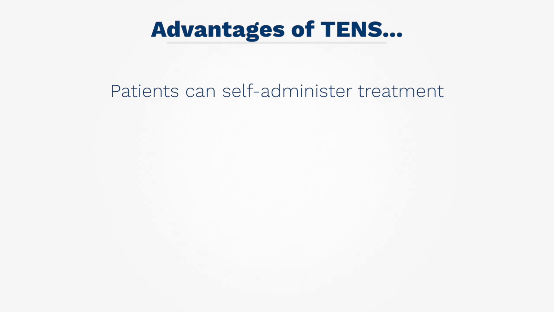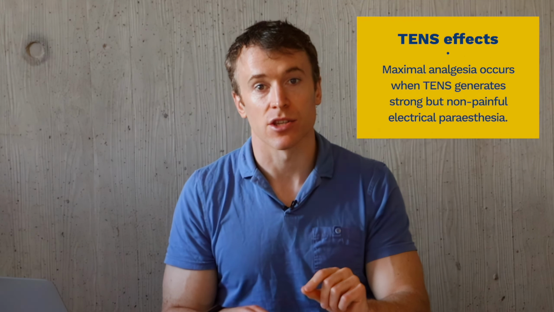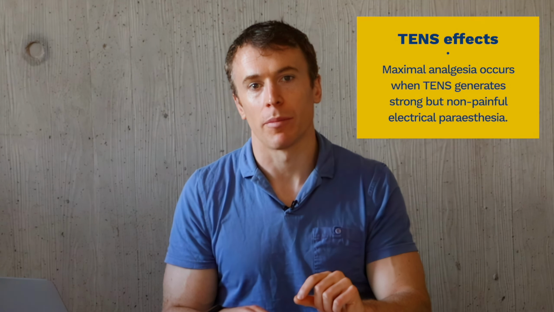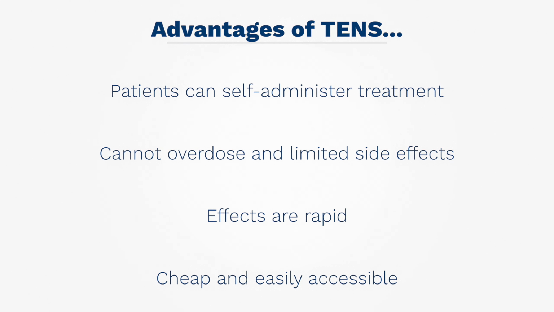One of the advantages of TENS is that patients are able to self-administer treatment and titrate dosage as they need it, because there's no potential for overdose and there are few side effects or drug interactions. Maximal analgesia is said to occur when TENS generates a strong but non-painful electrical paresthesia beneath the electrodes. Its effects are generally rapid, both in onset and offset, so patients are encouraged to administer TENS as needed and throughout the day. It's also cheap when compared to long-term drug therapy, and the devices can usually be purchased over the counter without medical prescription.